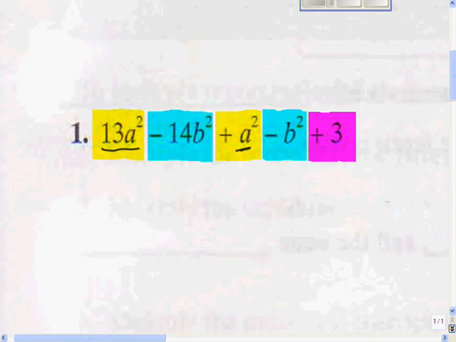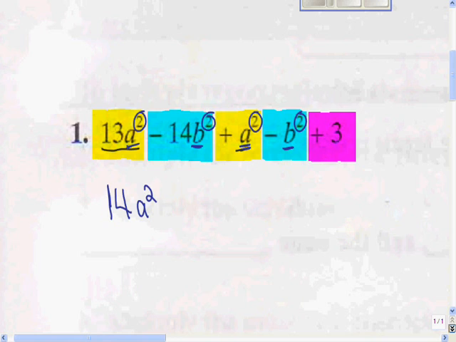So now that I've figured out which ones are like terms, remember, like terms have the same variable and the same exponent. Here we've got the same variable, same exponent, same variable, same exponent. That's how I know they're like terms. So let's look at the first one, 13a squared and a positive a squared. Well, the signs are the same, so I know I'm going to add. So that's going to give me 14a squared, right?